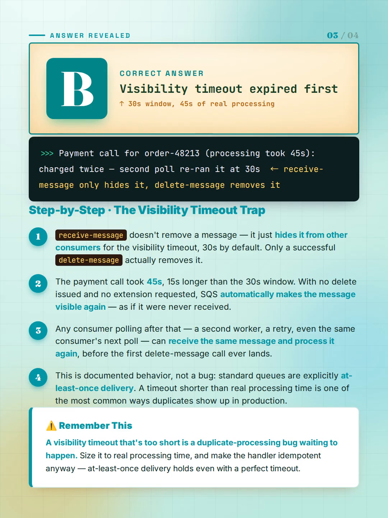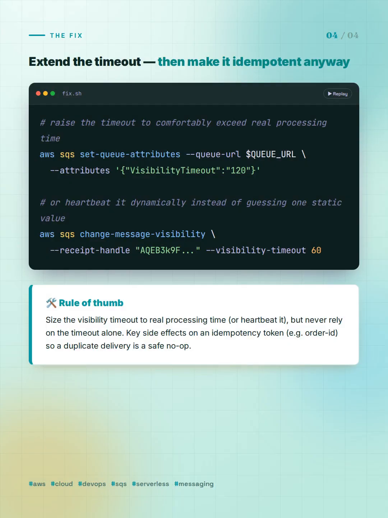This isn't an edge case, it's documented behavior. Standard queues are explicitly at least once delivery, and a visibility timeout shorter than real processing time is one of the most common ways that shows up in production. The fix is to raise the visibility timeout so it comfortably exceeds real processing time, or better, extend it dynamically mid-processing with a heartbeat pattern instead of guessing one static value up front.